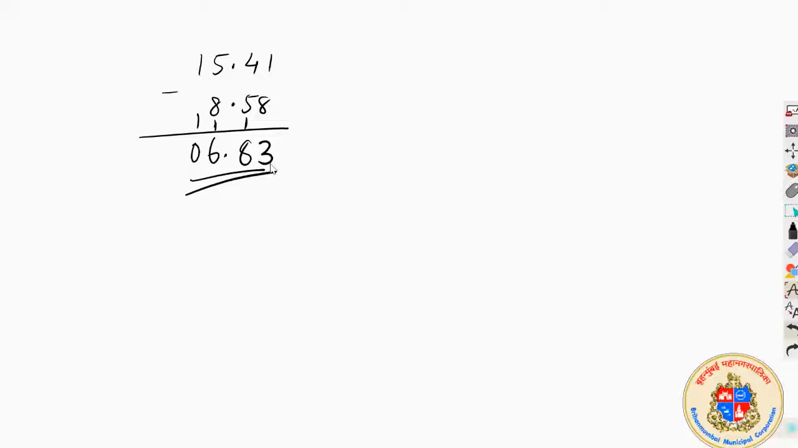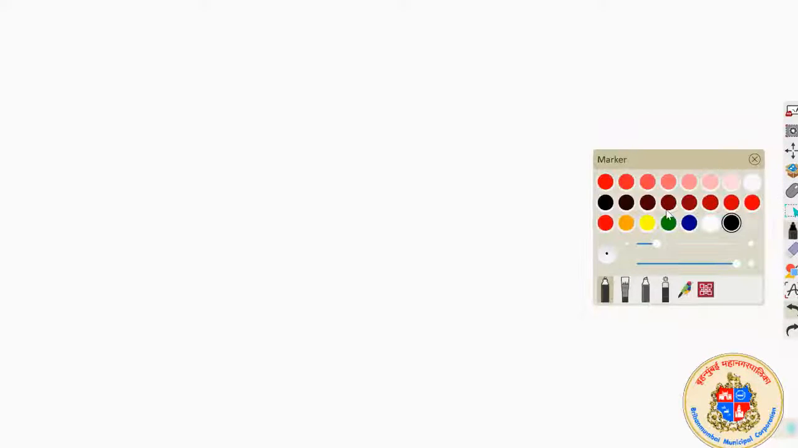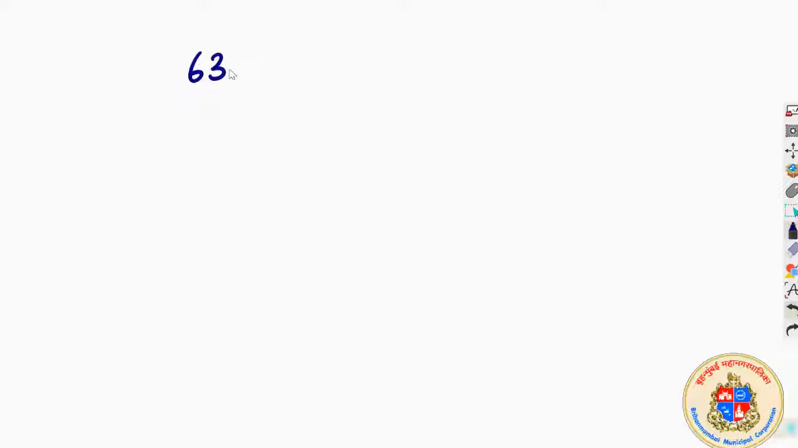Any method you can use, but subtraction is done. The most important thing for decimal addition and subtraction is that the decimal points are kept at the right place. If I try to do one more sum, I will do it here. One more sum can be done: 63.4, from that subtract 31.8.